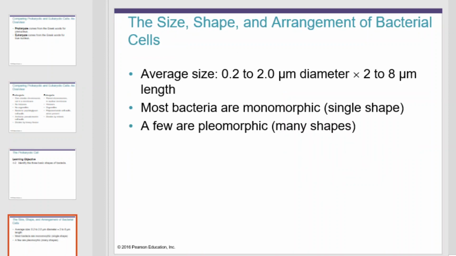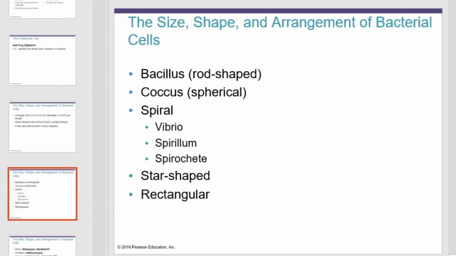The prokaryotic cell. The prokaryotic cell averages 0.2 to 2.0 micrometers in diameter and 2 to 8 micrometers in length. Most bacteria, or prokaryotic cells, are monomorphic, which means they come in a single shape. Few are pleomorphic. Some examples of bacterial or prokaryotic cells and their shape include the bacillus, coccus, spiral, star-shaped, and rectangular.